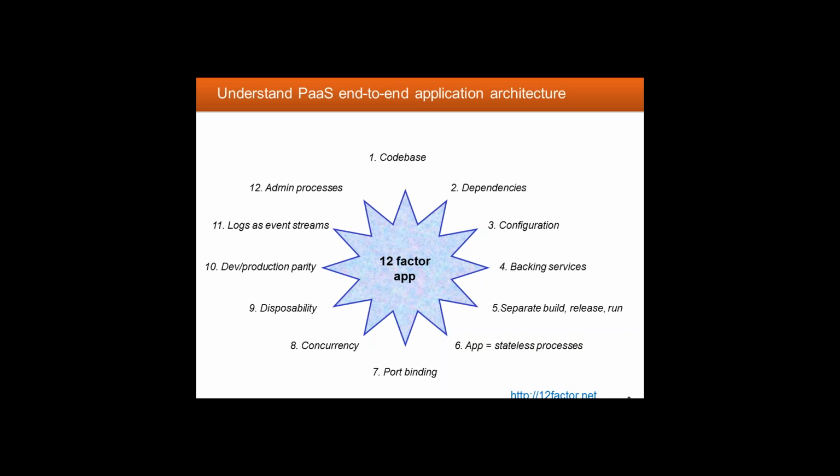Point number 7 in the 12-factor app is the idea of having separated port binding. Don't, in other words, burn in endpoints, addresses, ports, that kind of thing into your code. Have that applied separately from the outside, and many of the PaaS environments do that explicitly. They don't even let you set particular ports. You're actually told which port you're going to use, because the overall environment is managing that, not your application.